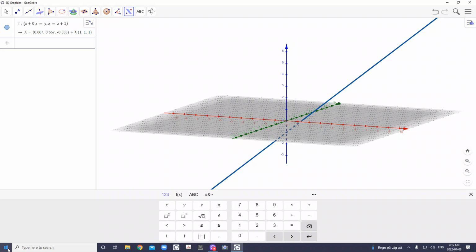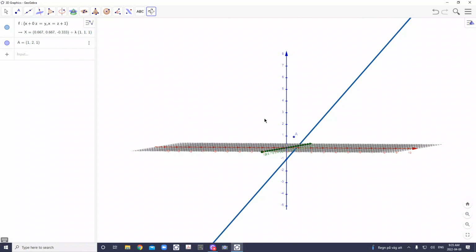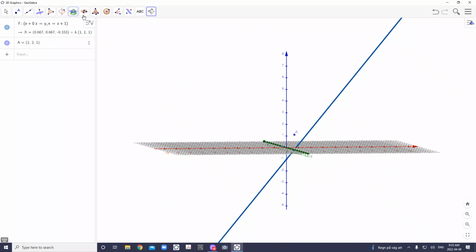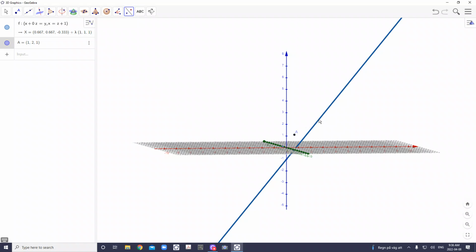And then what was the point? The original point. 1, 2, and 1. That's the point. So if you want to enjoy this landscape, you can also see what's happening here. And then of course GeoGebra also has this reflection about a line. So you just choose that, choose the point. Okay, are you ready? So that's your answer.